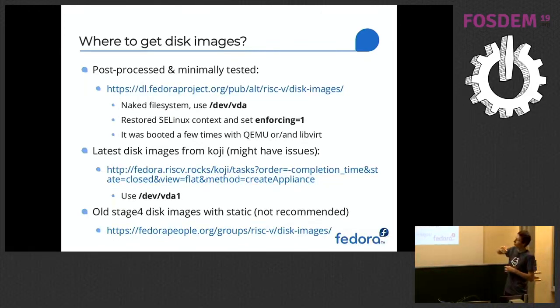And for the root file system, you need to use vda1 because there is one partition. I have to make one partition. It's required by the way it's built. But if you use the new ones, I kind of select and test. So I'm going to boot them a few times. I'm going to enable SELinux. I'm going to do QEMU, libvirt, basically. I know that they work to some extent.